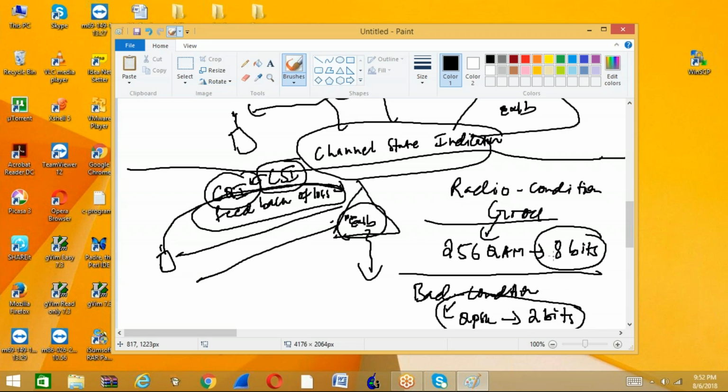So ultimately when you are pumping 8 bits every time, this you say 8 bits per modulation symbol, and this is 2 bits per symbol. So 8 bits you are pumping, ultimately what will happen? Throughput is good.